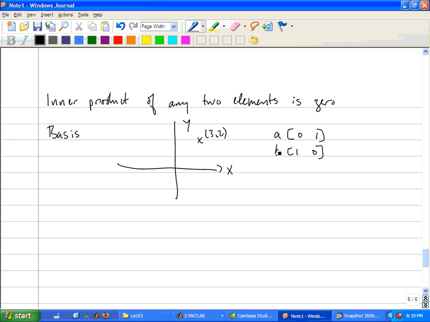So if I call this A and this B, then I can say that point X equals, what is it, 2 times A plus 3 times B. That means it's a basis, right? I can get all the points on this plane as a linear combination of those two things. What makes it orthogonal is that I can't get B from A and vice versa.